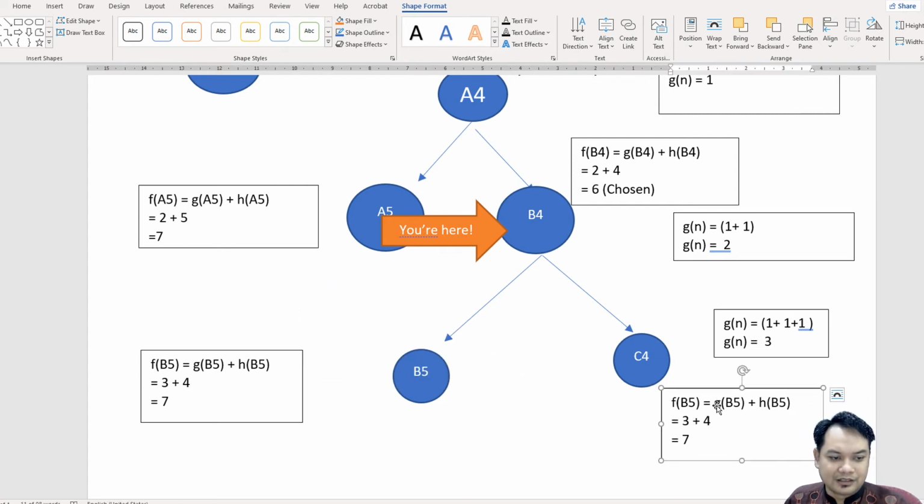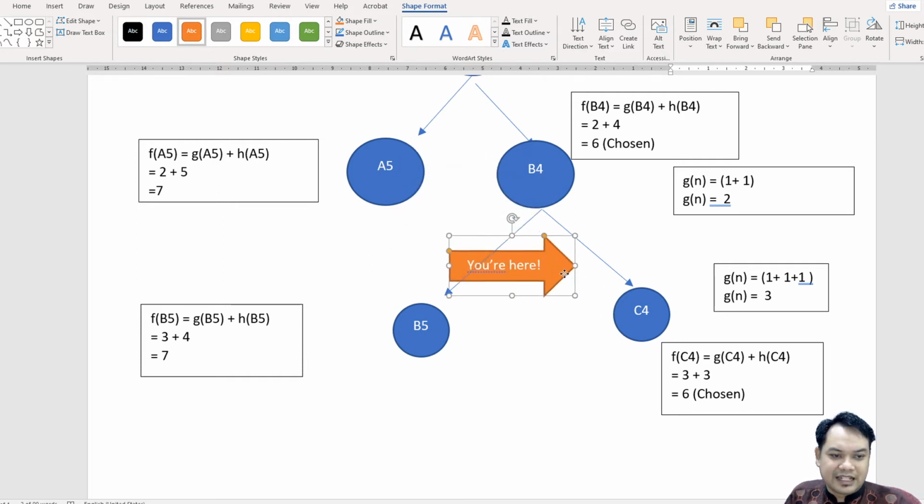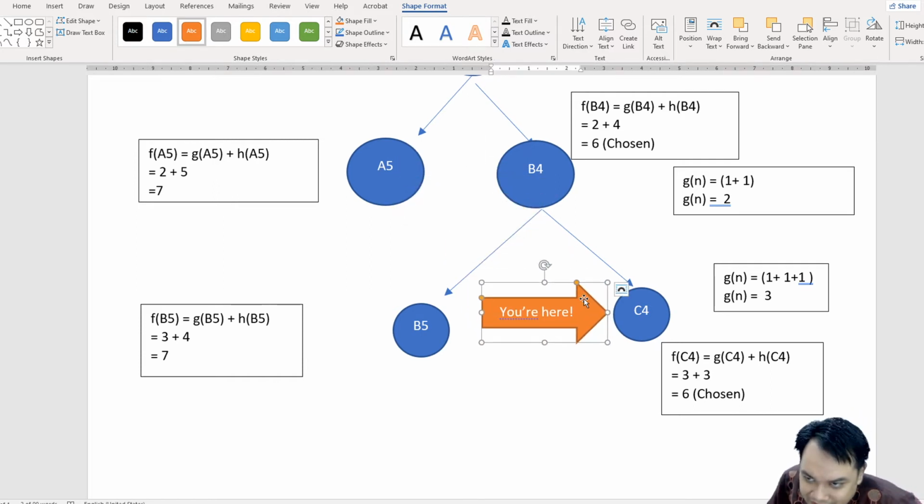So, for C4, the cost would be 3. Okay, the cost sebab kita travel 3 step. And then HC4. HC4 is 3. So, it would be 6. So, of course, this path would be chosen because 7 versus 6. 6 is lower. So, we choose here. So, the end would travel 1 step closer here.